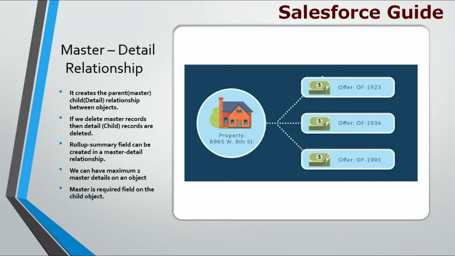So for that, we build the master-detail relationship between the objects called property and offer, so that if the property is deleted, the offers must be deleted, and we also have to make sure that every offer has a property related to it.